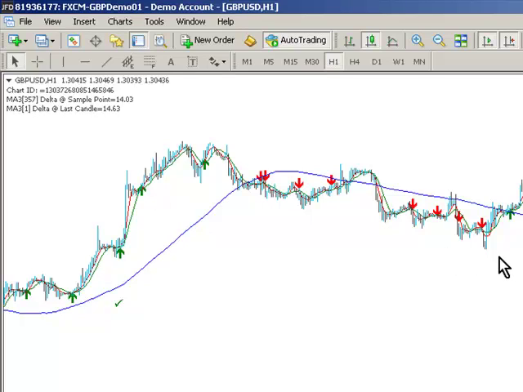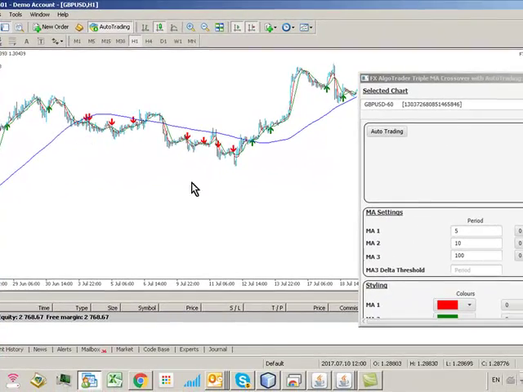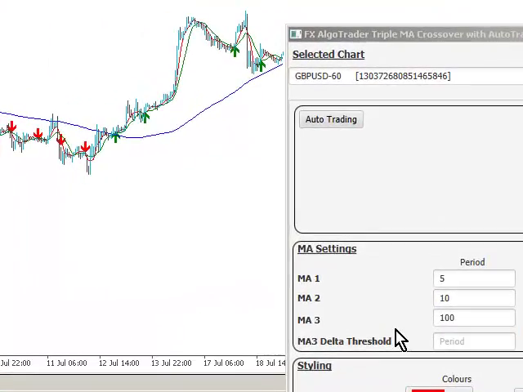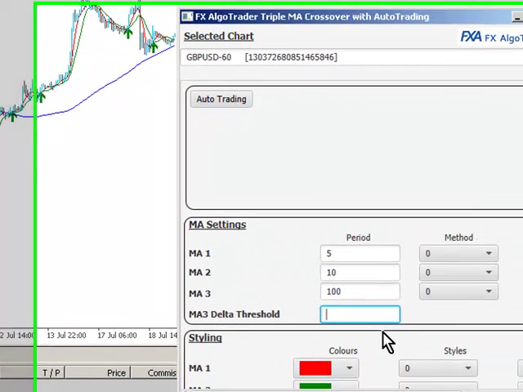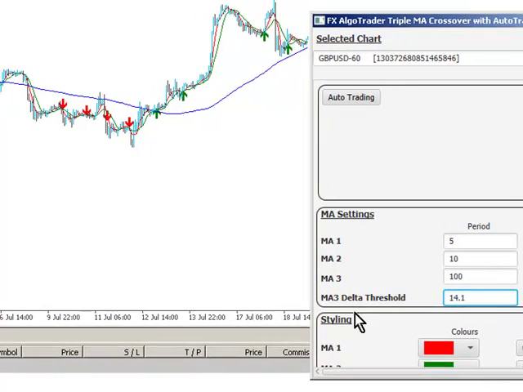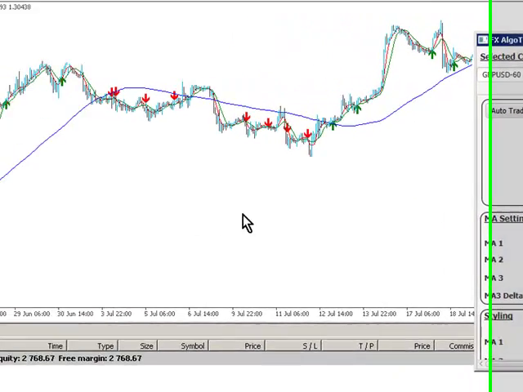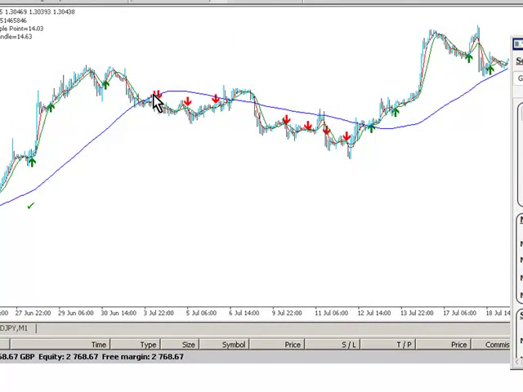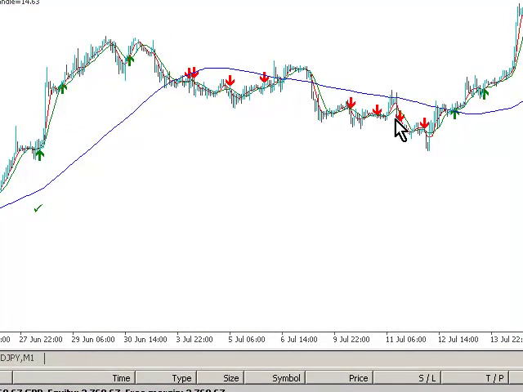With that in mind, if I want to filter out any conditions where the moving average is not on this gradient, I go down to the interface, go to MA3 delta threshold and put in, I don't know, 14.1. That's not going to filter out all these historical moving average crosses, because they're just in the mix at the moment, although I could improve the system so that it would filter out all these historical crosses.